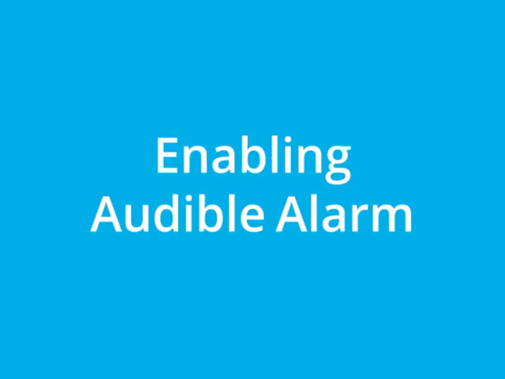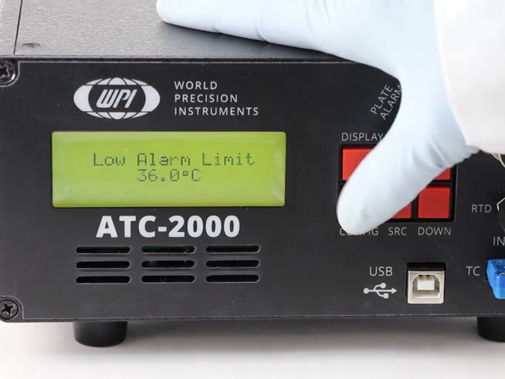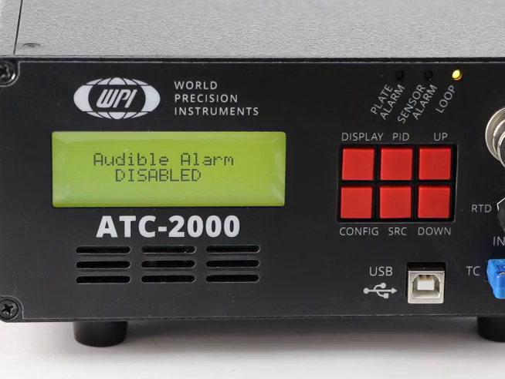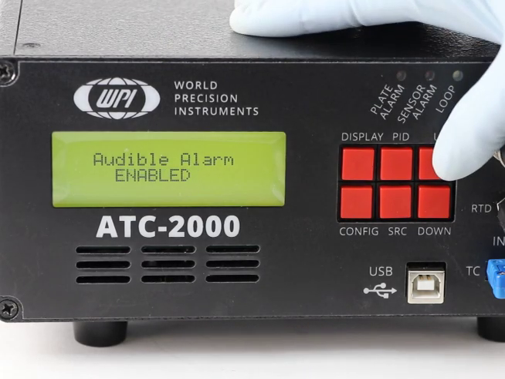To change the audible alarm settings, toggle to audible alarm. By default, alarms are disabled on startup because they would beep continuously until the controlled temperature stabilizes. When the audible alarm is enabled, the controller will beep if the control temperature falls outside the range set by the high and low alarms.